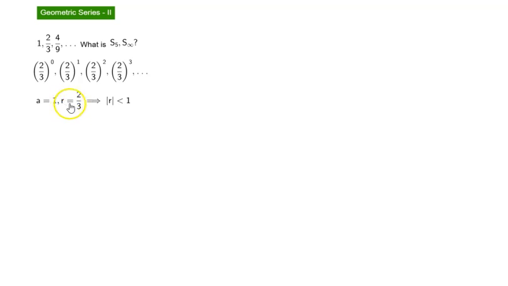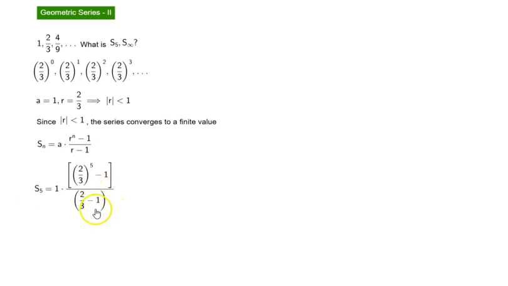And the common ratio is equal to 2 by 3. Now that means the magnitude of R is less than 1. And in the previous session, we had seen that if the magnitude of R is less than 1, the series converges to a finite value. So, which means we can apply this formula: S sub n is equal to A times (R^n minus 1) by (R minus 1).